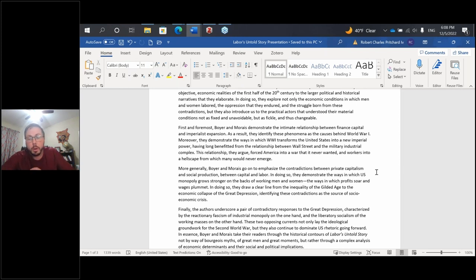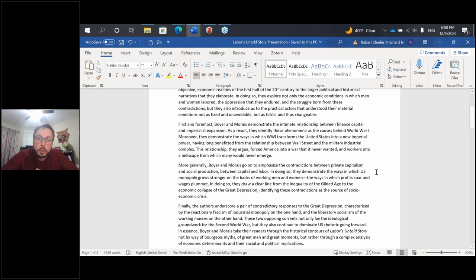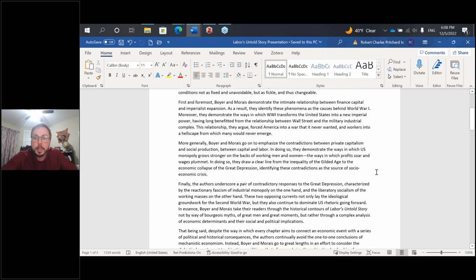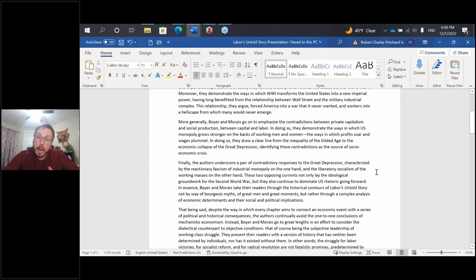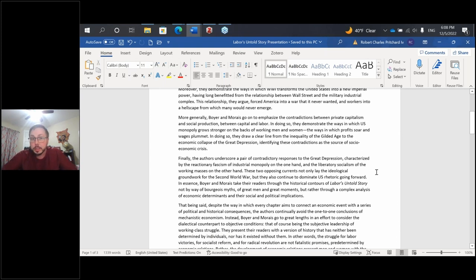This relationship, they argue, forced America into a war that the people never wanted, and workers into a hellscape from which many would never emerge. And more generally, Boyer and Morais go on to emphasize the contradictions between private capitalism and social production, between capital and labor. In doing so, they demonstrate the ways in which U.S. monopoly grows stronger on the backs of working men and women, the ways in which profits soar and wages plummet.